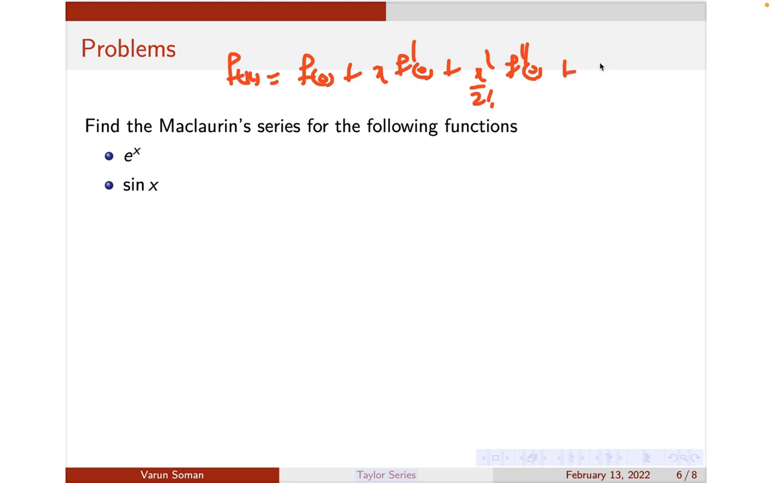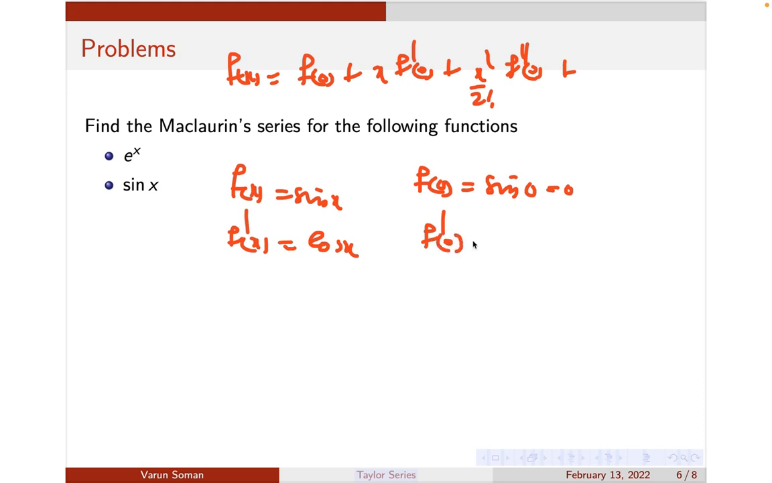Okay, now if you do the problem, tell me, how will you find it out? Here f of x is actually sin x. So what is f of 0? F of 0 is sin 0, which is 0. What is f dash of x? F dash of x is cos x. What is f dash of 0? It is cos 0, which is 1. And what is f double dash of x? F double dash of x is minus sin x. So what is f double dash of 0? It is minus sin 0, which is again 0.